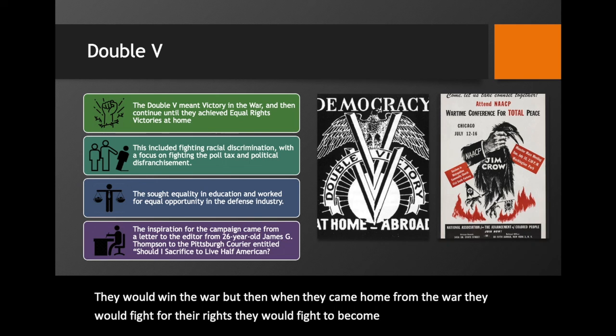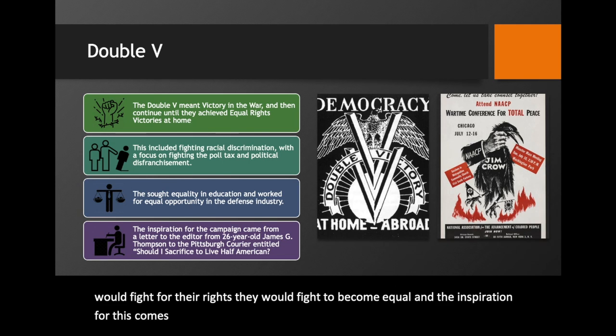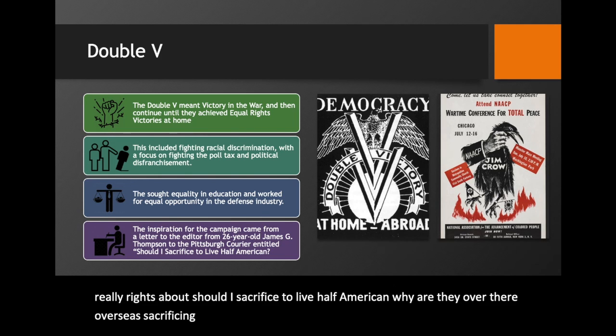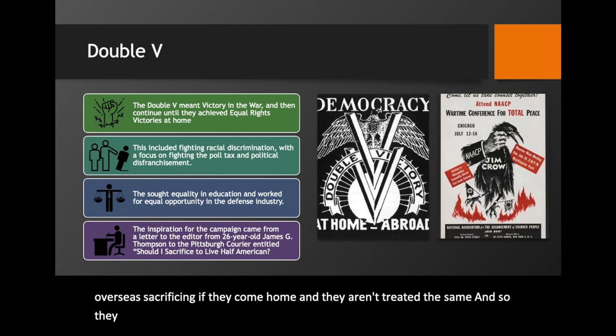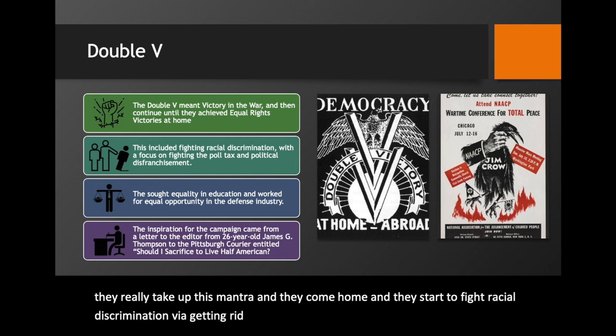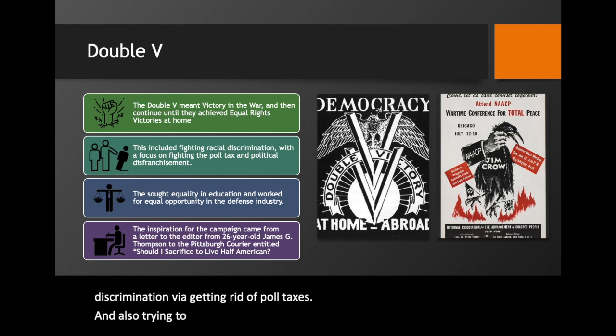And the inspiration for this comes from James Thompson, who writes a letter to the editor, and he really writes about, should I sacrifice to live half American? Why are they over there overseas sacrificing if they come home and they aren't treated the same? And so they really take up this mantra and they come home and they start to fight racial discrimination via getting rid of poll taxes and also trying to get representation back in the political arena again.